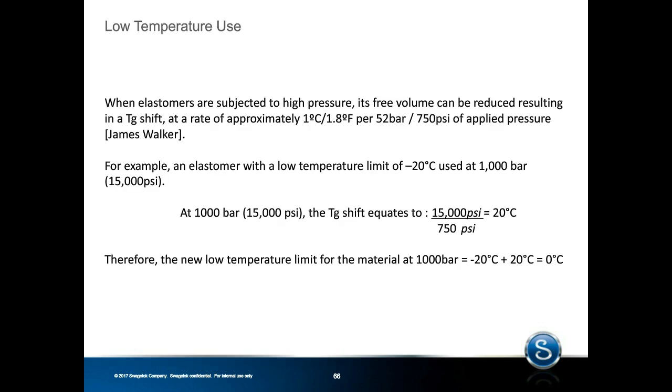I had already mentioned this earlier in the presentation. But just as a general rule of thumb, understand that at low temperature, the performance of your seal is going to be affected by pressure. And the general equation is provided there for determining how pressure is going to affect your low temperature seal performance.